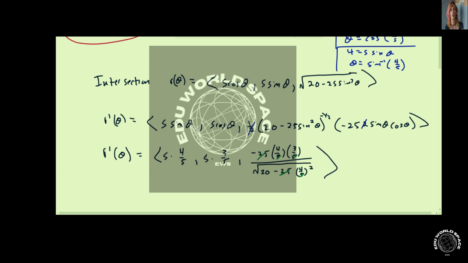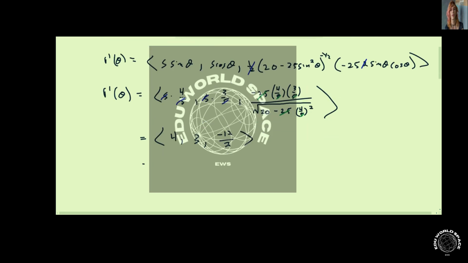Let's simplify. That 5 and that 5 go away as well. So this is going to be negative 4, 3, and then negative 12 over the square root of 20 minus 16, which is root 4, and root 4 is just 2. So we'd get negative 4, 3, negative 6. That took a while to get to, but we finally know what our vector is going to be.